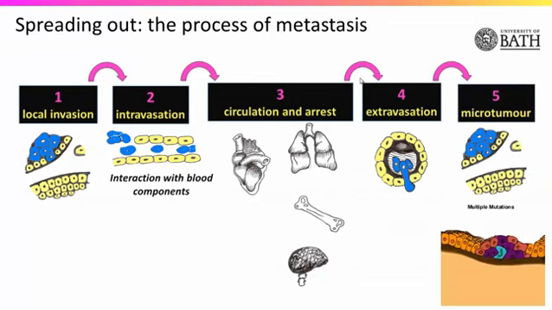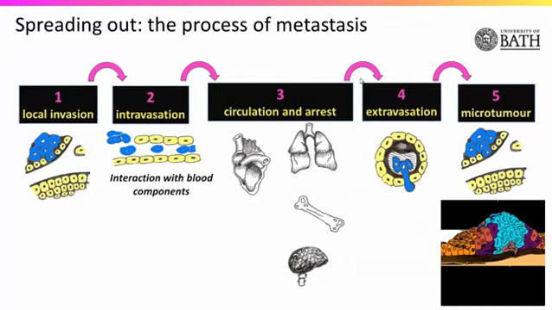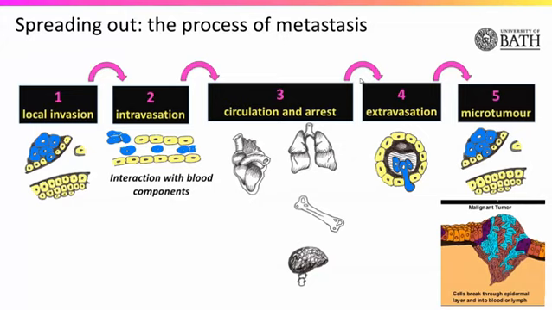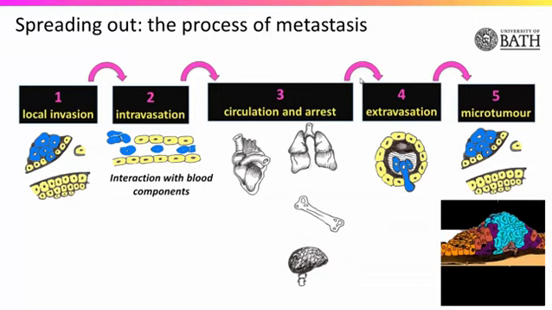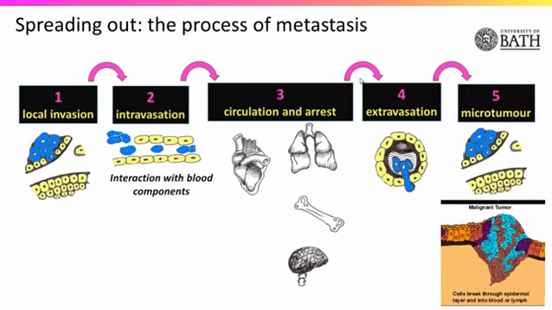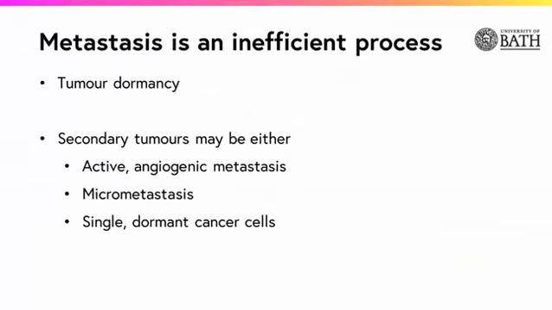And after this, you get the formation of a microtumor. So once these tumor cells get into this secondary location, they may start to grow and start to divide. And again, the same process of angiogenesis, as you saw earlier, can begin, where it forms a small in situ tumor, and then it triggers angiogenesis to get bigger and form a larger secondary tumor.